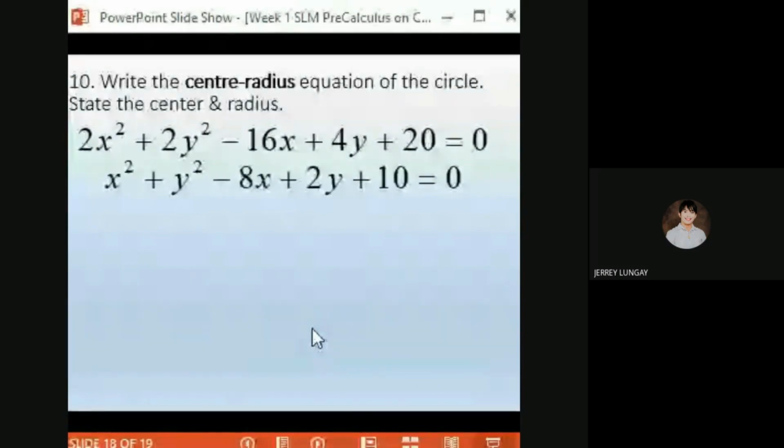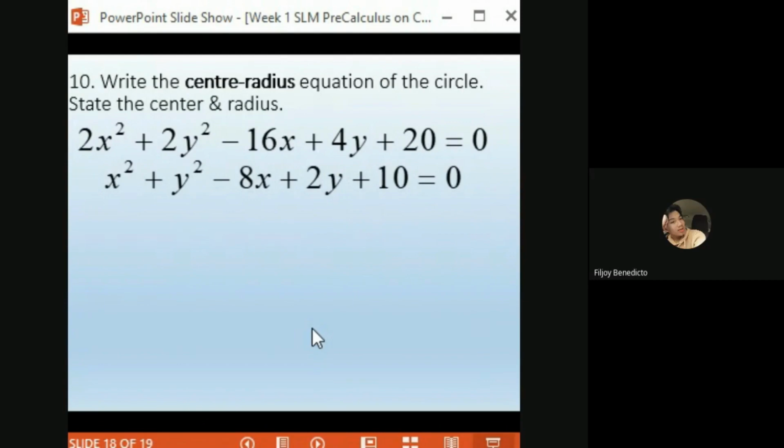So pwede siya, x squared plus y squared minus 8x plus 2y plus 10 is equal to 10. Naay pangutana, class? Wala. Ang common factor niya is 2, pwede na ni siyang ma-reduce. Ma-reduce na nga ni siya. Naay pangutana? Kaya ma-proceed ta? Naay pangutana?